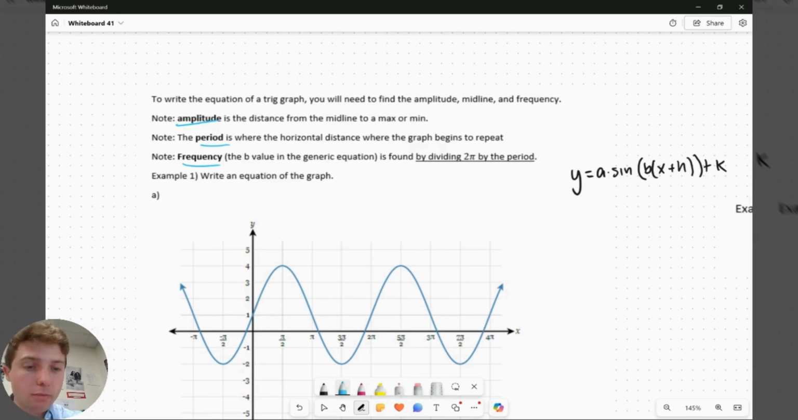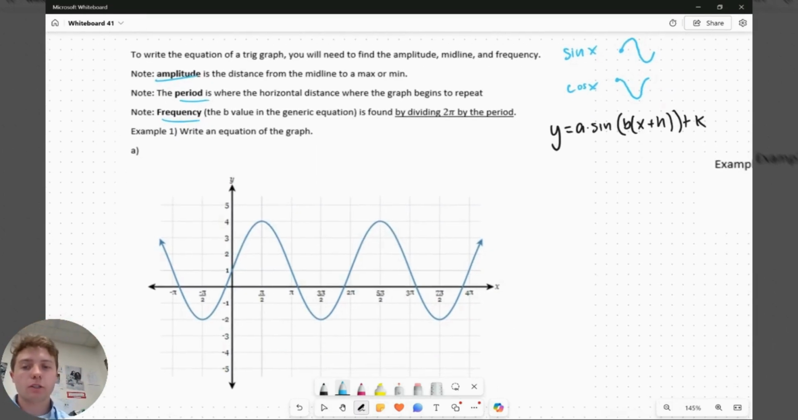Other reminders you might need is we know that sine of x always starts at the midline, goes up and down for its cycle. Cosine always starts at the top, goes down and back up for its cycle. Okay, now let's go ahead and jump into this first problem.